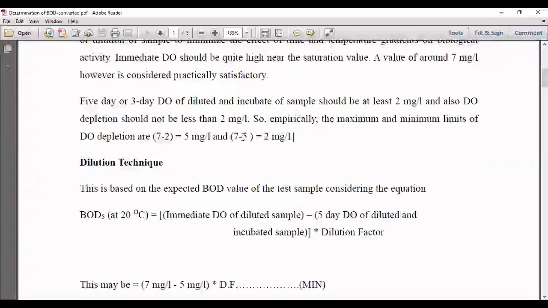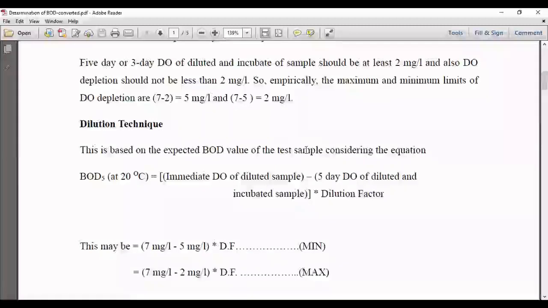So for that particular instance, we should get the immediate DO as 7 and the final DO as 5. So your DO depletion has a range, right? It should be within 2 mg per liter to 5 mg per liter. So the DO depletion range is 2 to 5 mg per liter, right?